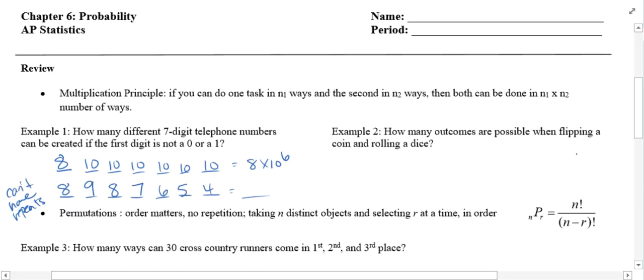All right, how many outcomes are possible when flipping a coin and rolling a die? Okay, so coin, you have 2 options. The die, you've got 6, so together you're going to have 12. Okay, just multiply them.